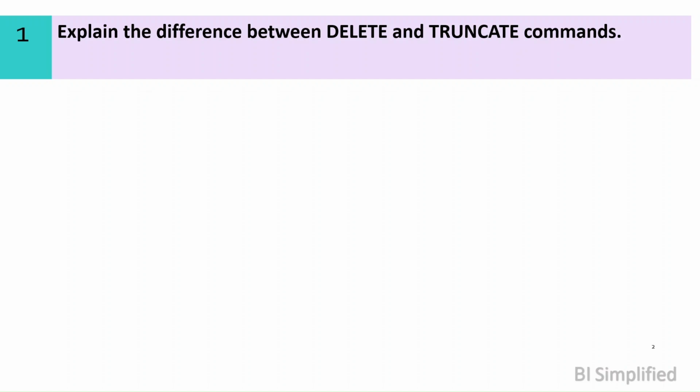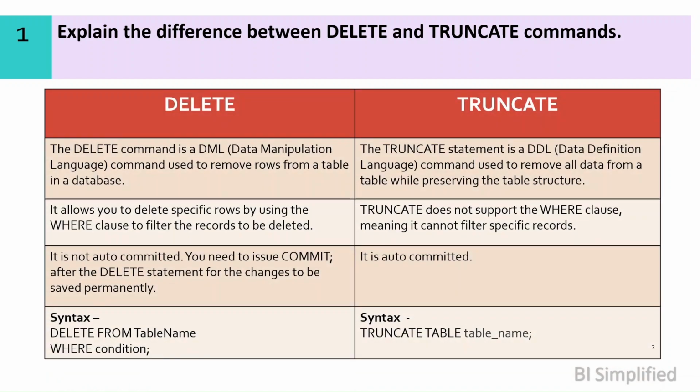Our first question is, explain the difference between delete and truncate commands. And the answer is, the delete command is a data manipulation language (DML) command that is used to remove rows from a table in a database, while the truncate command, which is a data definition language, that is DDL, is used to remove all data from a table while preserving the table structure. Delete allows you to delete by using where clause to filter the records to be deleted, where truncate doesn't support the where clause, meaning it cannot filter specific records.